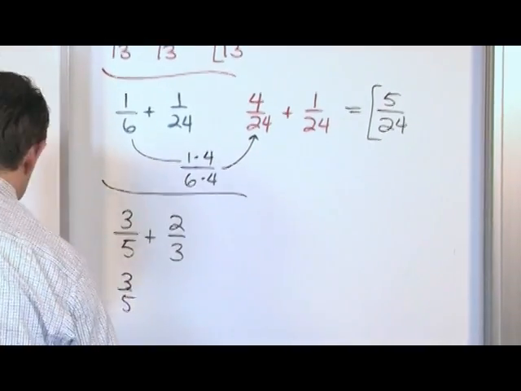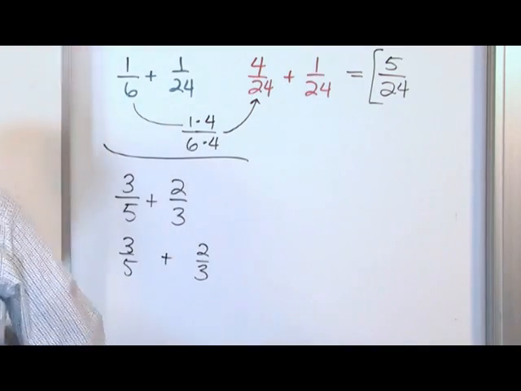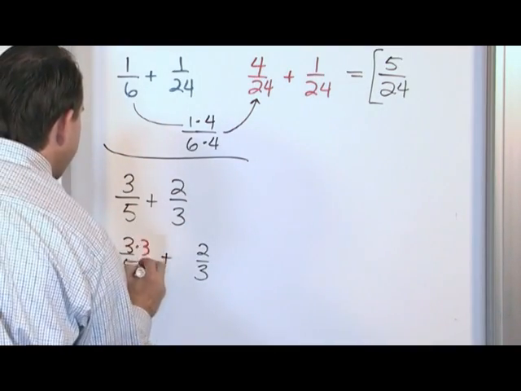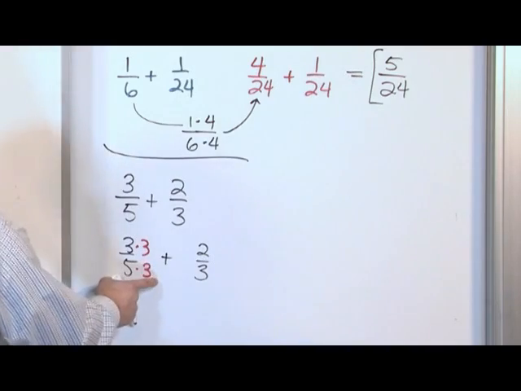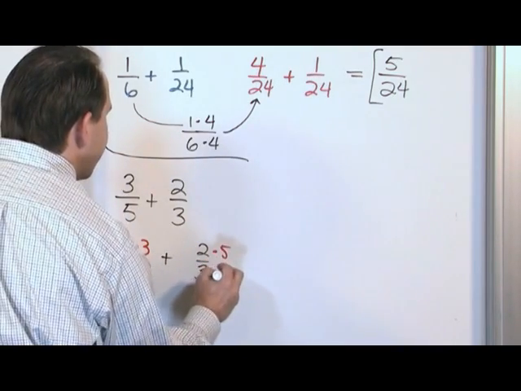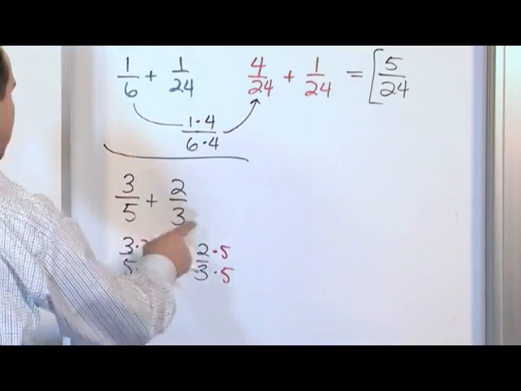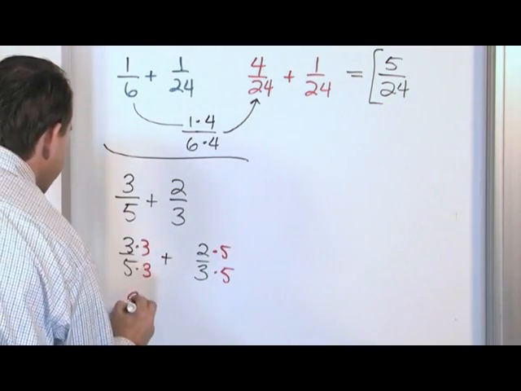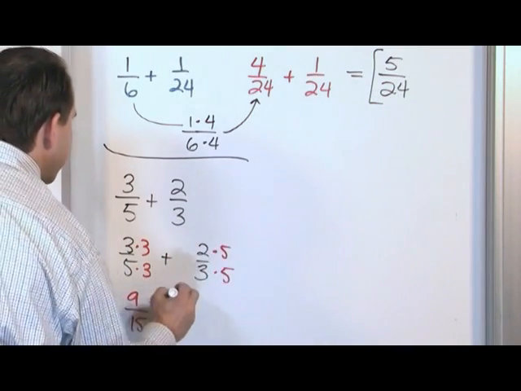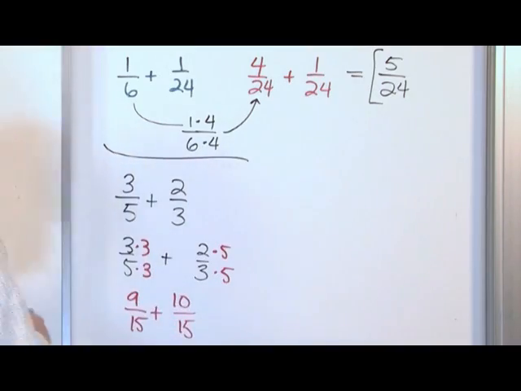Let me go down below here. 3/5, and then plus 2/3. Let me ask you what's going to happen. If I multiply the top by 3 and the bottom by 3, I have changed nothing in this fraction. If I multiply the top by 5 and the bottom by 5, I have changed nothing in this fraction because I'm totally legal here. When I do this, 3 times 3 is 9, 5 times 3 is 15, plus 2 times 5 is 10, 3 times 5 is 15. Now I have common denominator.